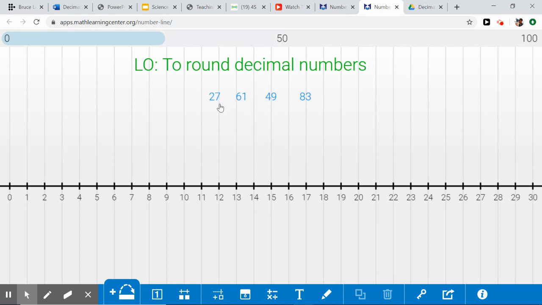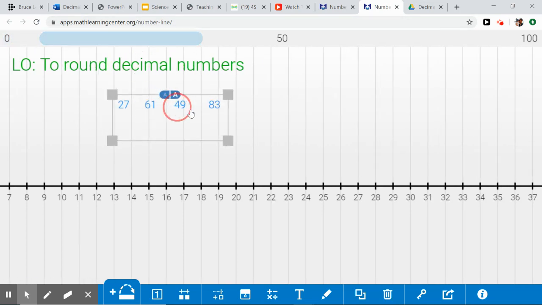So what would I need to look at first? What digit would I need to look at? Would I look at the 2 or would I look at the 7? Would I look at the 10s or the 1s? If you said 1s, you would be correct. So we're looking at the nearest 10, so rounding 27 to the nearest 10.